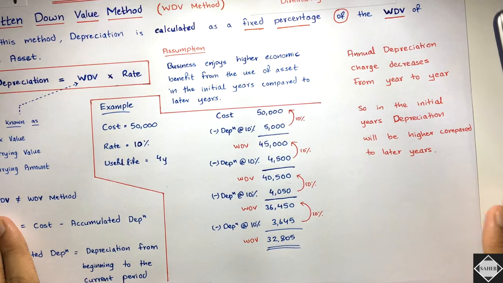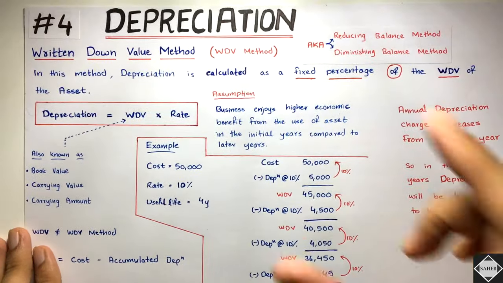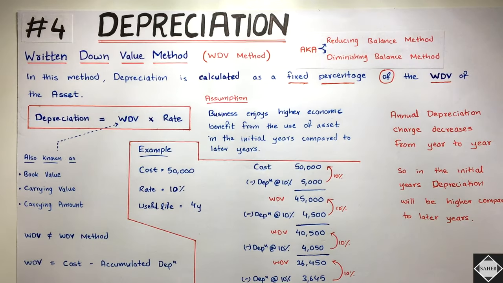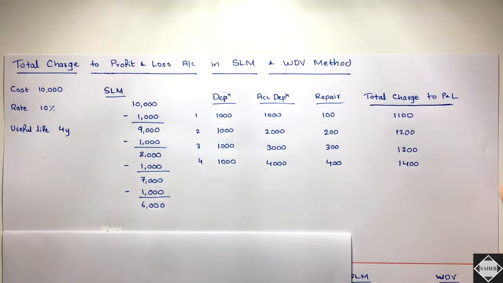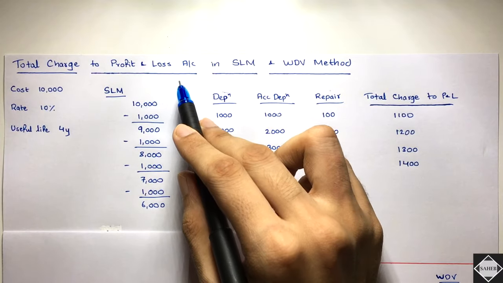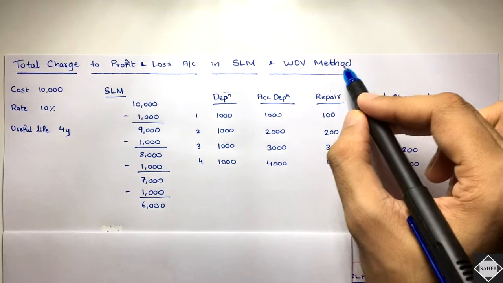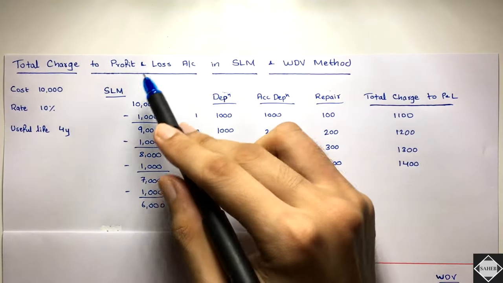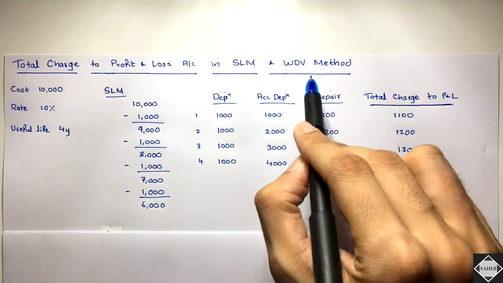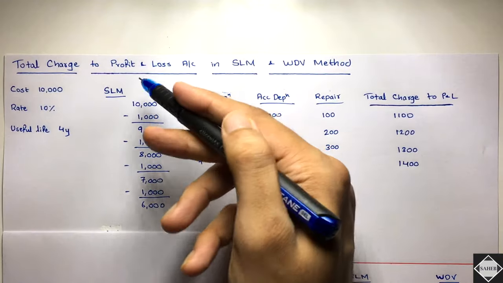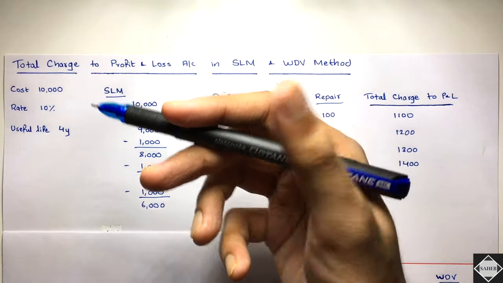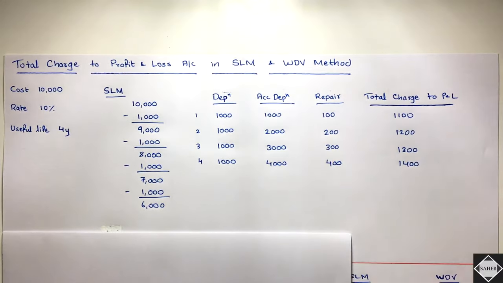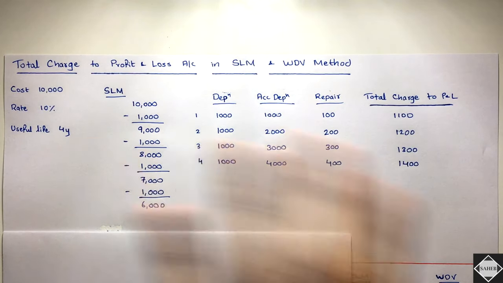Now one more thing we have to understand over here, that is the total charge to profit and loss, and we have to compare that with the straight line method also. So let's do that. Here we have the total charge to profit and loss account in the straight line method and the WDV method. Basically, what we are understanding is what will be the impact in the profit and loss account if we choose this method or that method. What is the total expense that will be recorded in the profit and loss account if we go with either of these methods? Let's understand the pattern also.